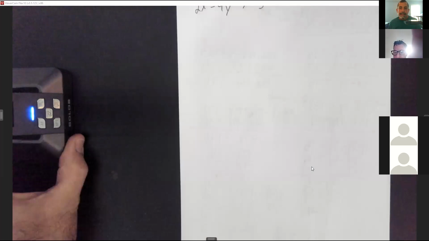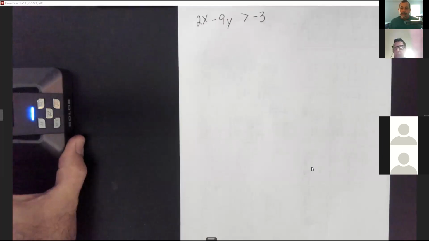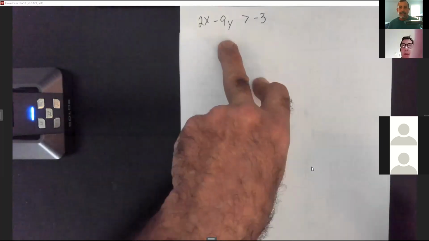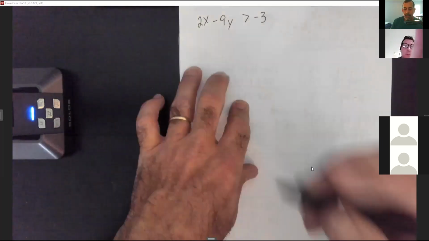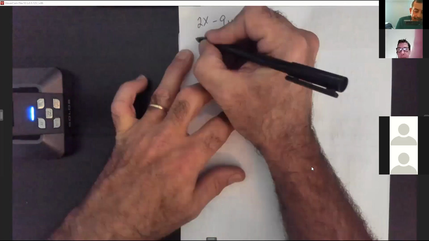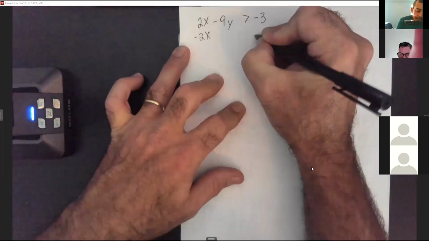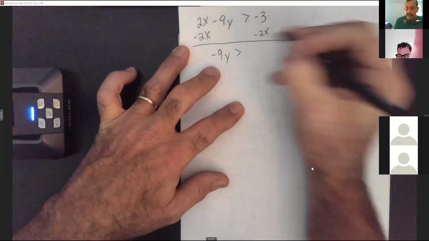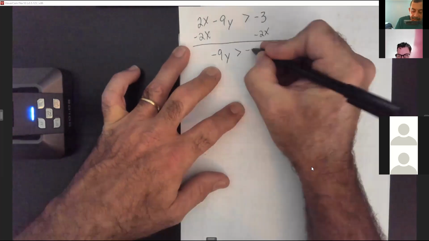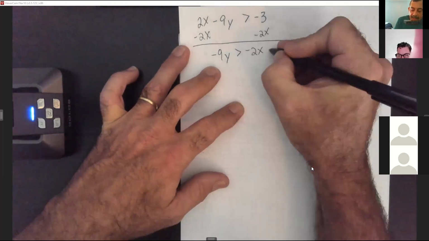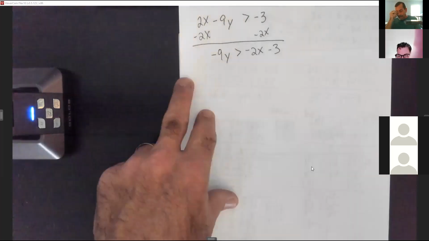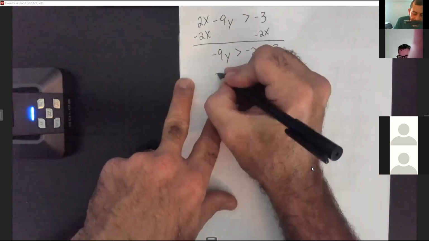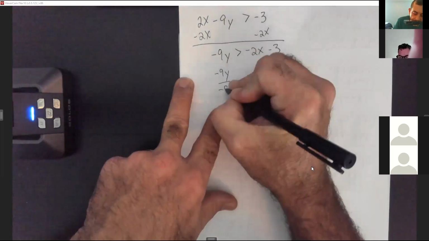Now, I will say this. As long as you solve it for y, you can graph it on that calculator, but you got to solve it no matter what for that y. So the first thing I'm going to do is subtract 2x from both sides. So I get -9y is greater than. Those aren't like terms, but I always put my x's first. So I'm going to do -2x and then subtract my 3. Now I need to make that a 1y. So I'm going to divide everybody by -9.